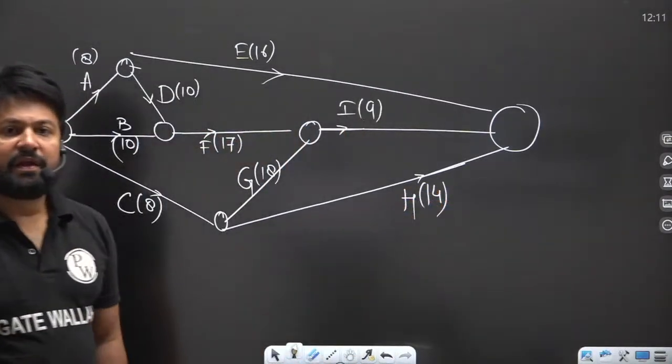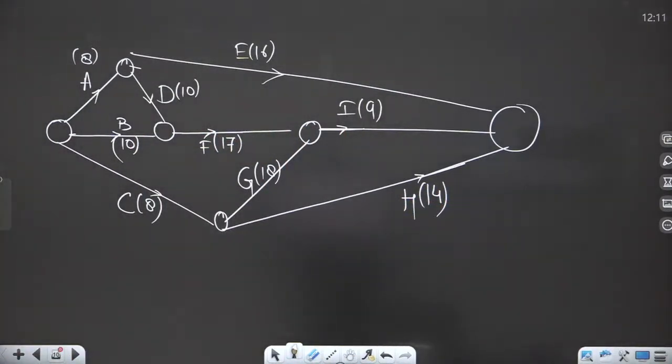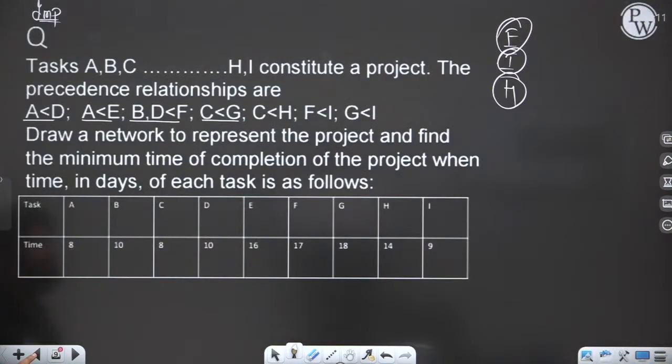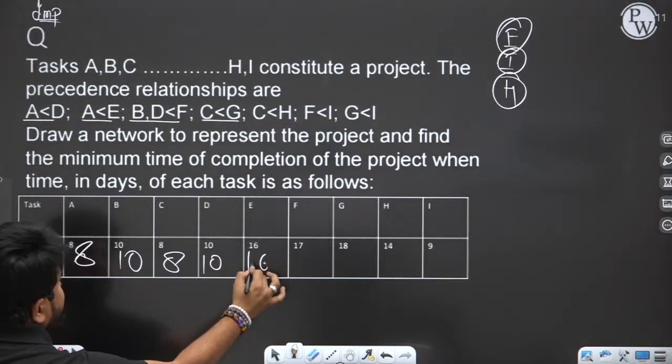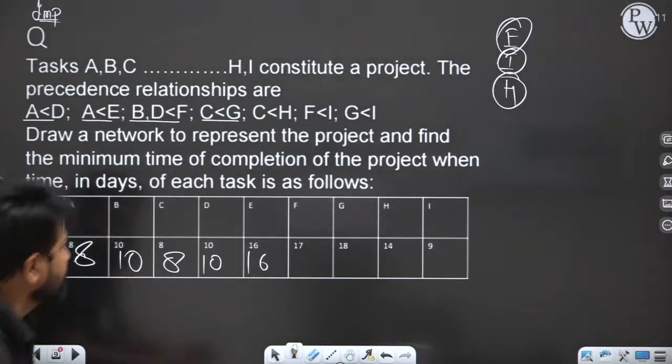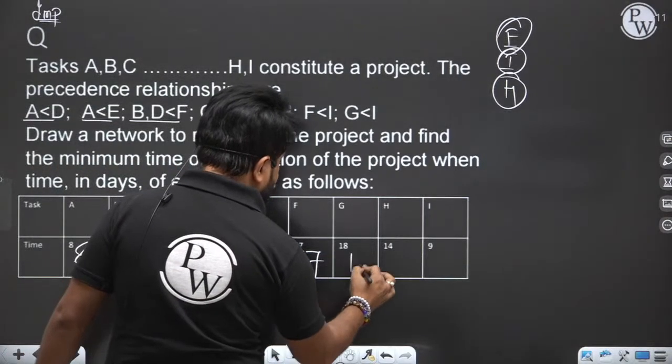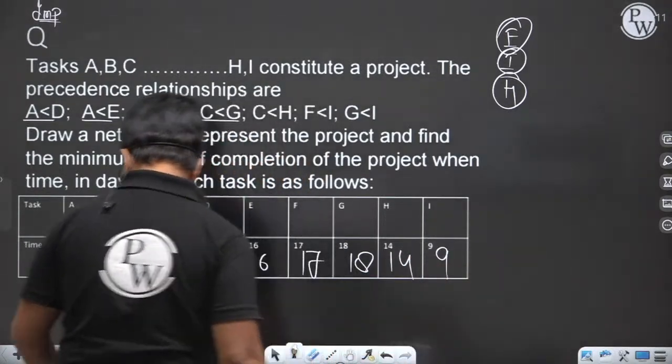Right. Now you have to select the critical path. Harshit, are you getting the right answer? 62 is the right answer. Yes, Harshit, I is 9. I hope you are able to see all the values: 8, 10, 8, 10, 16. E is 16, F is 17, this is 18, this is 14, this is 9.